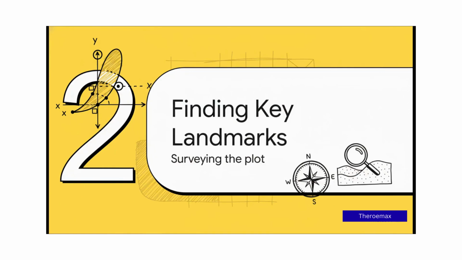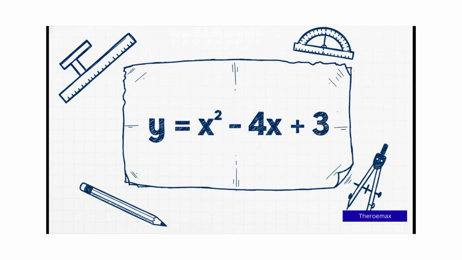Okay, so we know the basic shape. Now it's time to survey our plot. Just like a builder, we need to find the specific critical points that are going to anchor our parabola in place. These are our landmarks, the intercepts, and most importantly, the vertex. And for our project today, this is the specific blueprint we'll be working from. y equals x squared minus 4x plus 3. From this one simple line of code, we are going to construct our entire curve piece by piece.